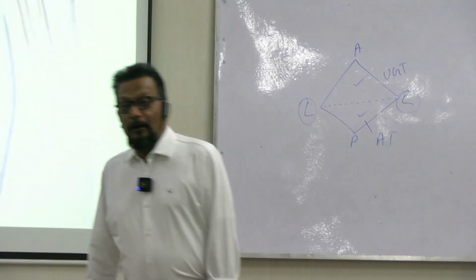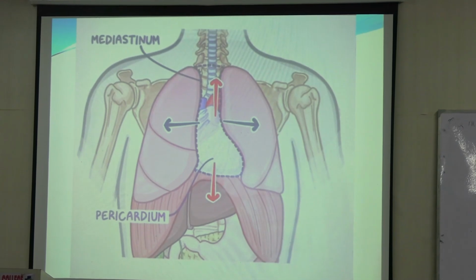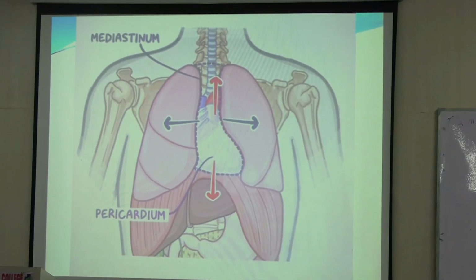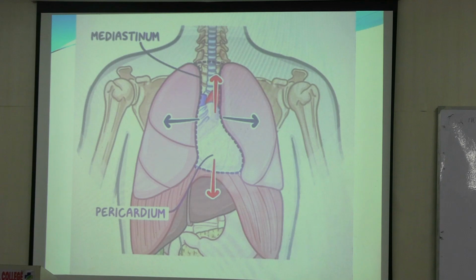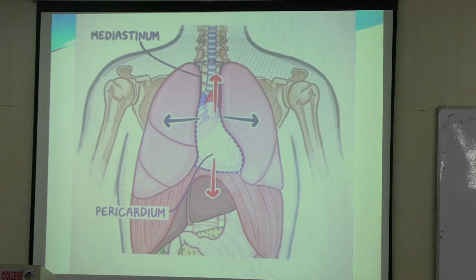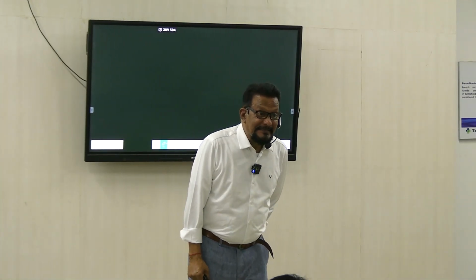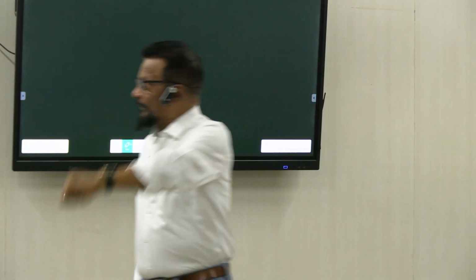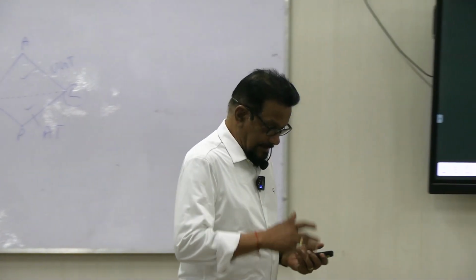Fine. Now the location of the heart. It lies within the thorax, above the diaphragm, within the thorax, in between the right and left lung. In between right and left lung, there is a space. This space is called mediastinum. So, heart is located in mediastinum. Very good.